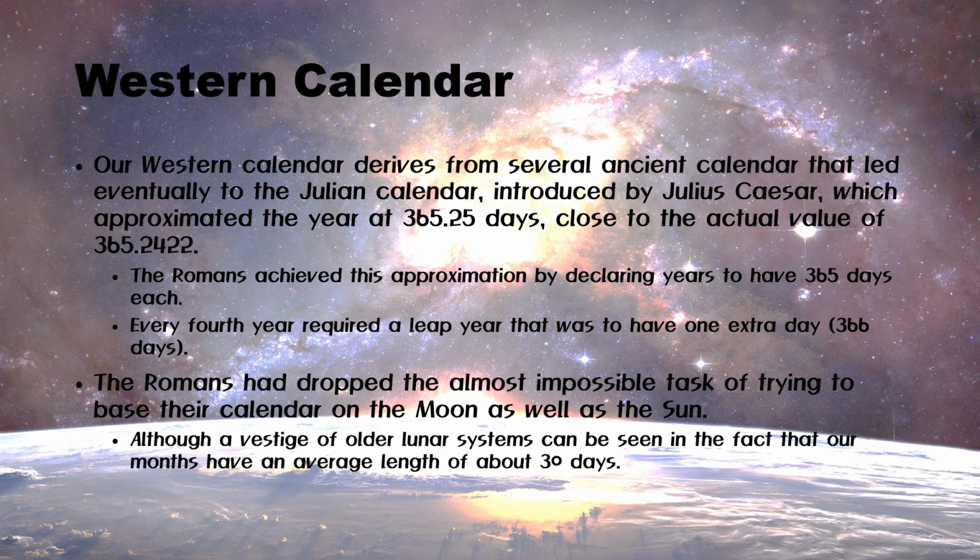Now, the Romans at this time, because up to this, a lot of people were relying on the moon for many of these things, dropped the impossible task of trying to base their calendar on the moon, because as you noticed, it was like 29 with a bunch of decimals on it, and they're like, that's too difficult. And trying to rely on the sun was also a difficult task. Now, we do have vestiges of older lunar systems baked into the Julian calendar, as you can see in the fact that our months have an average length of about 30 days. Remember, the lunar month is approximately 29 days.